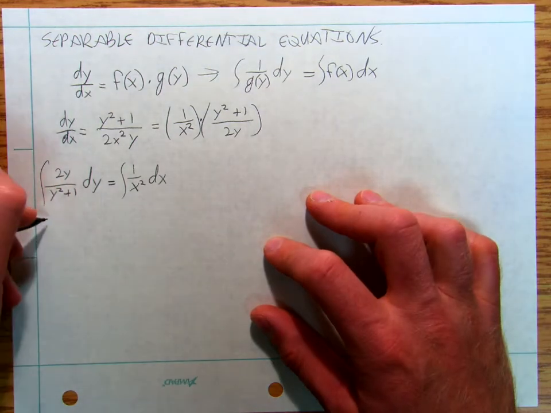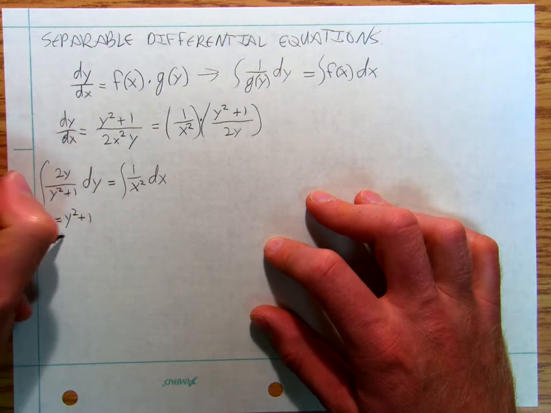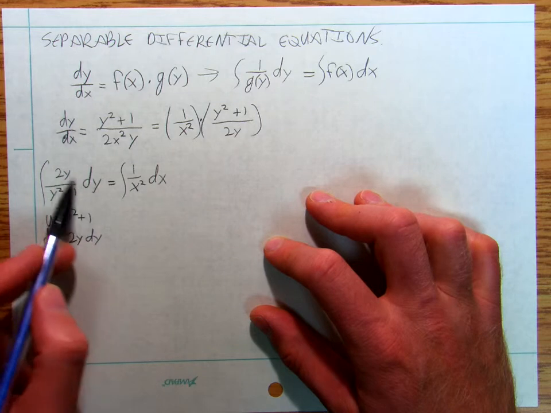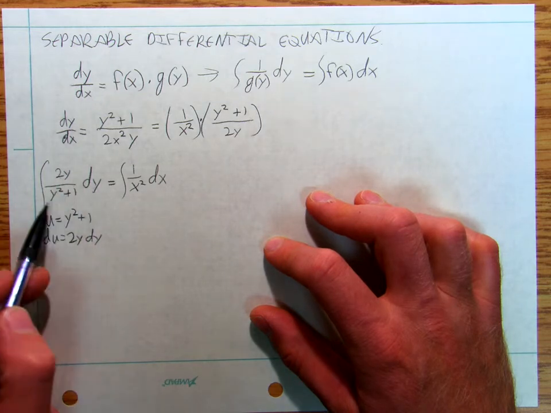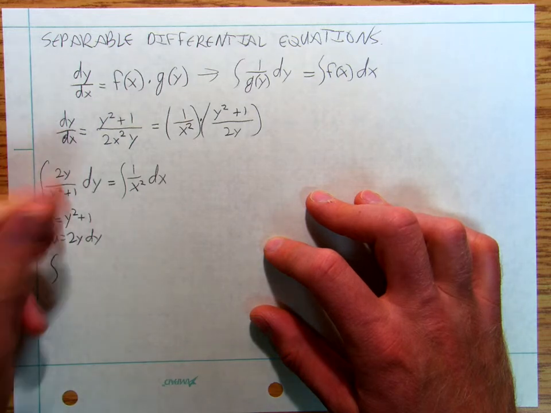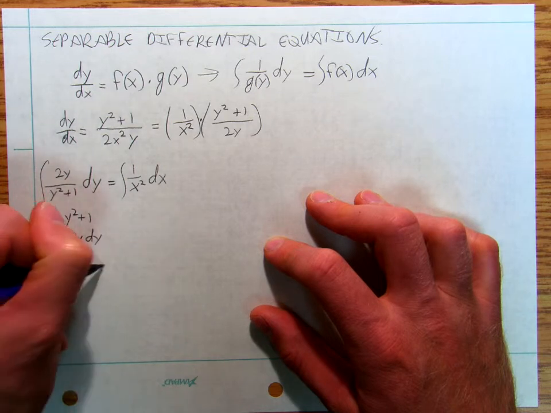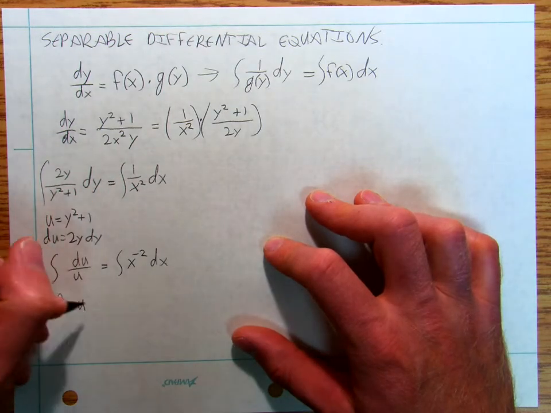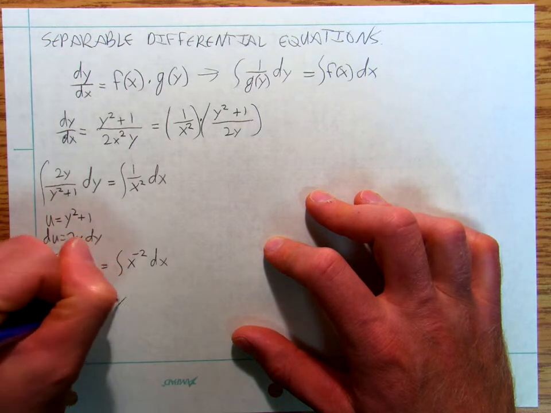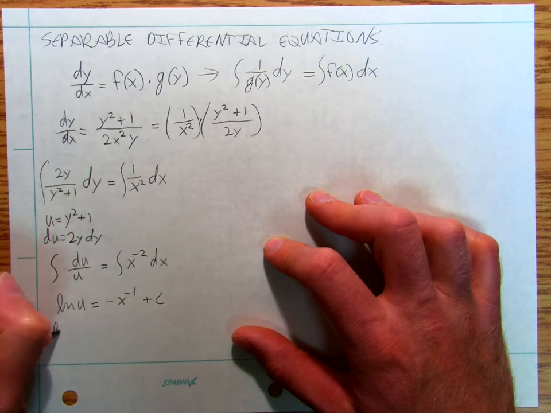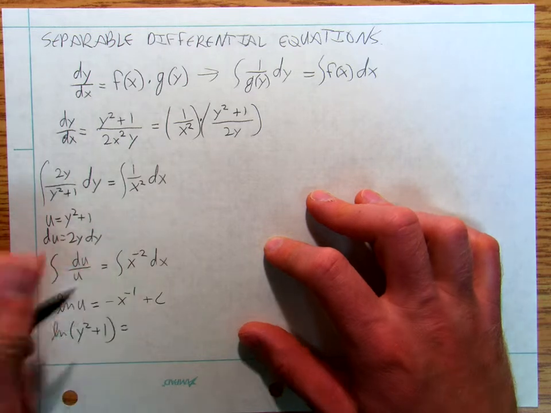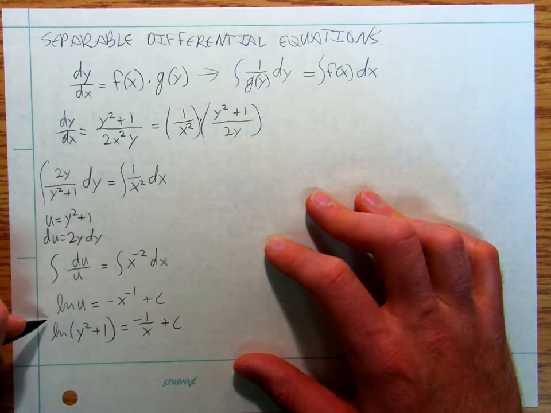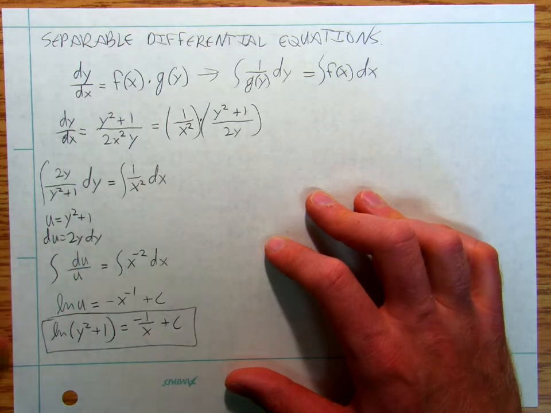Now for this one, I'm going to say u is equal to y squared plus 1, du is equal to 2y dy, and so there's my 2y dy. I'm going a little bit quicker here now that we're getting towards the end of calculus. So that's all going to become du, that's going to become u. I'm going to have the integral of 1 over u du equals the integral of x to the negative 2 dx. So I'm going to have ln u equals negative x to the negative 1 plus c. So ln of y squared plus 1 equals negative 1 over x plus c. Okay.